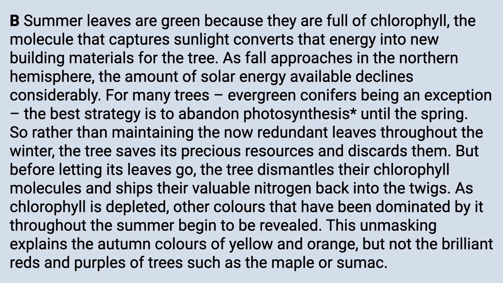But before letting its leaves go, the tree dismantles their chlorophyll molecules and ships their valuable nitrogen back into the twigs. As chlorophyll is depleted, other colors that have been dominated by it throughout the summer begin to be revealed. This unmasking explains the autumn colors of yellow and orange, but not the brilliant reds and purples of trees such as the maple or sumac.